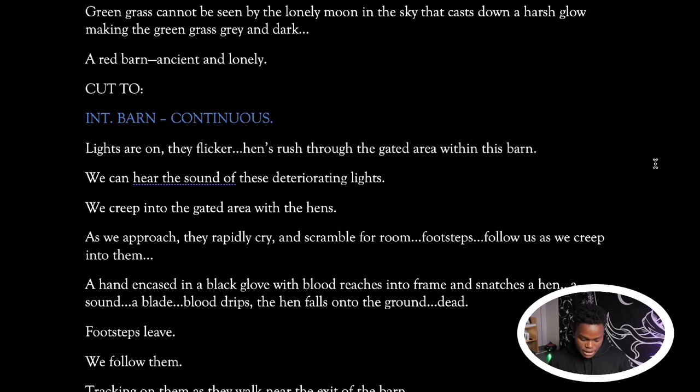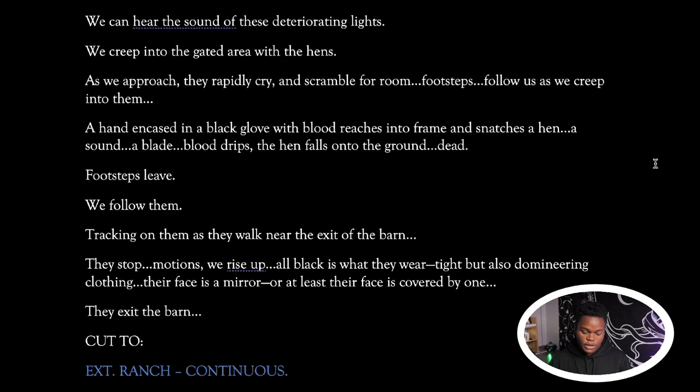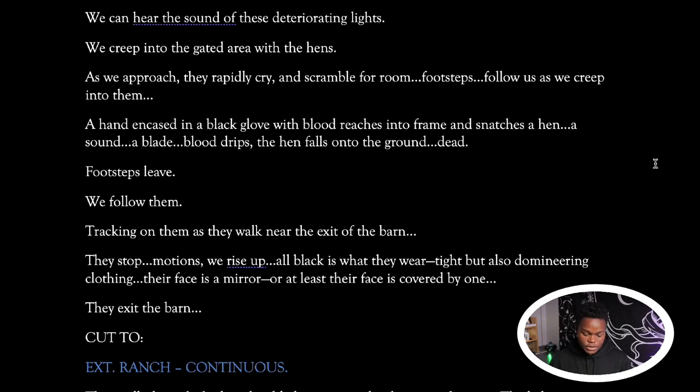Cut to interior barn, continuous. Lights are on, they flicker. Hens rush through the gated area within this barn. We can hear the sound of these deteriorating lights. We creep into the gated area with the hens as we approach. They rapidly cry and scramble for room. Footsteps follow as we creep into them.